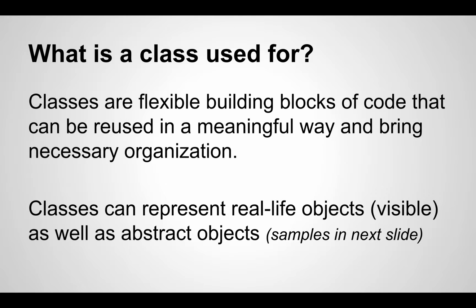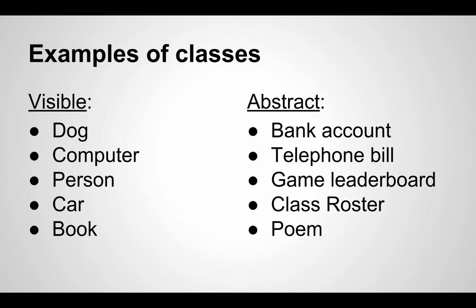Okay, so what's a class used for? Classes are flexible building blocks of code, and these blocks can be reused in a meaningful way, and it brings necessary organization. So it keeps the code clean and organized, and you can reuse without having to rewrite big chunks of code. Classes can represent real-life objects, such as physical or visible objects, as well as abstract or non-visible objects. Here are some samples in the next slide.